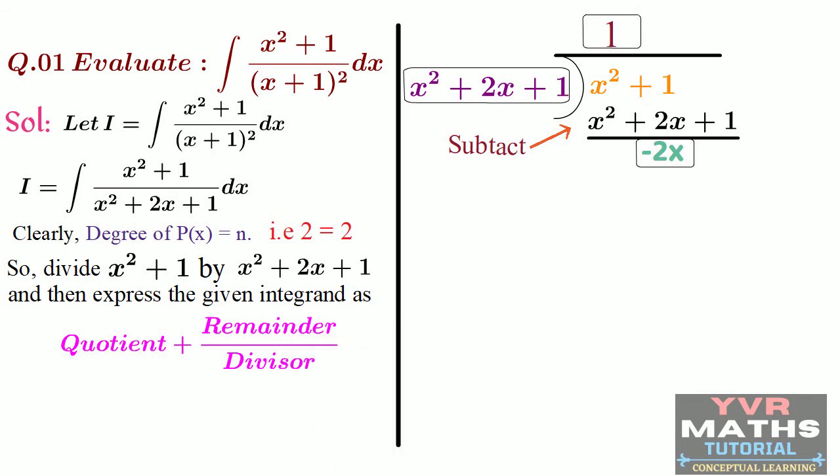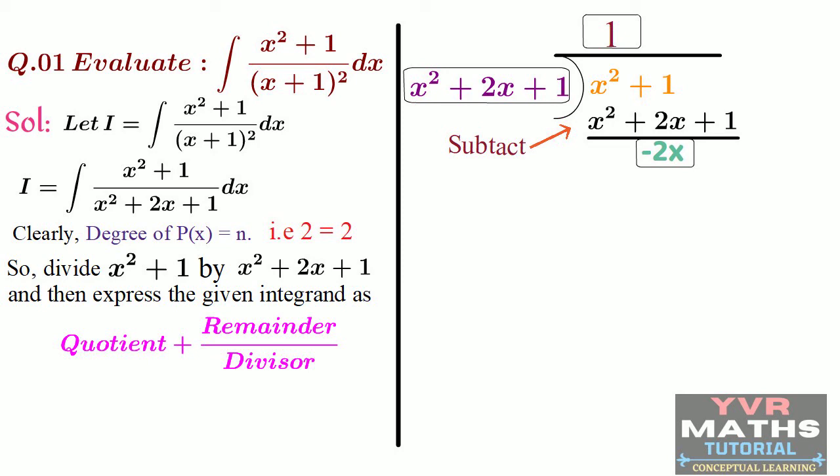When should we stop this long division method? If degree of remainder is less than degree of divisor, then you should stop. Or if degree of the divisor is greater than degree of the remainder, then you can stop long division method. Then after completing the long division method, the given fraction can be written as quotient plus remainder by divisor.